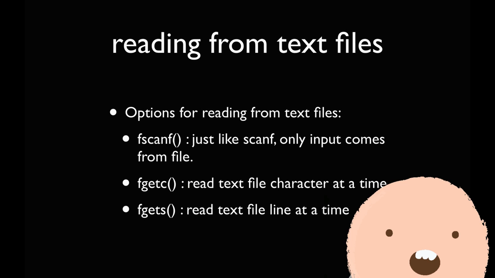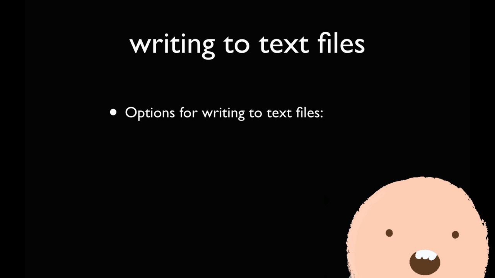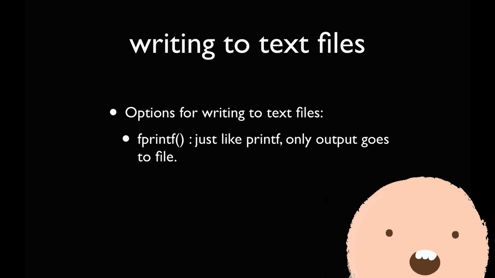We also have fgets, which lets us read a line at a time from a text file. So we can read an entire line of text with one call to fgets. Similarly, for writing, we have fprintf, which is analogous to the printf command that we've already seen. Only now, instead of standard output, when we use fprintf, the formatted output ends up in the file, whatever file is open that we pass to the fprintf. We also have fputc, which is analogous to the putchar that we've already seen.